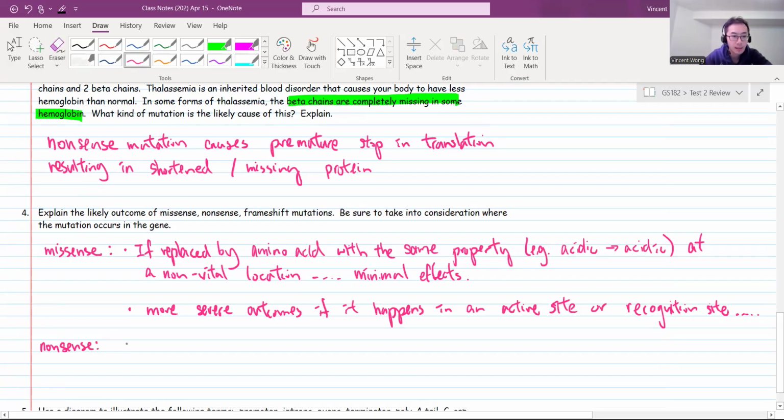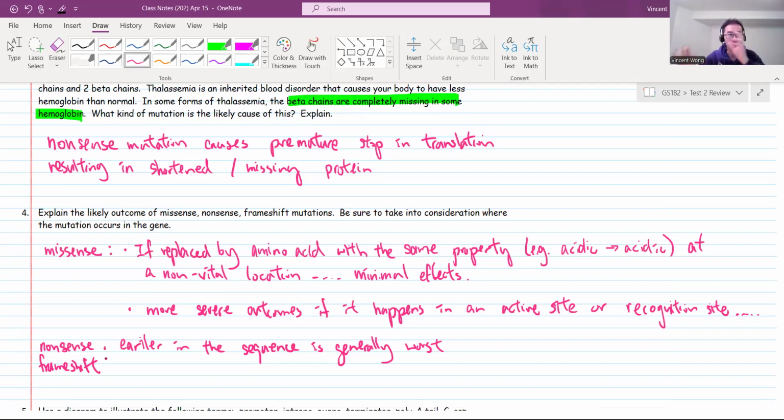Nonsense earlier in the sequence is generally worse. Same thing with frame shift, because for these, the earlier it happens, the more you mess up. You're going to lose a whole chunk of amino acids if the nonsense happens early on. Frame shift, the earlier it happens, the more mistakes you're going to have in your sequence.